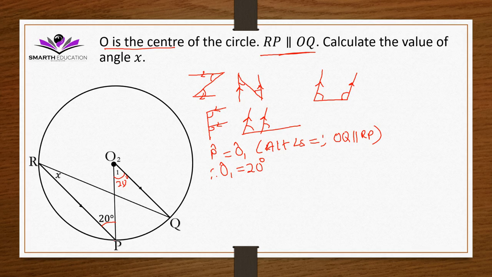And then O1 is subtended by PQ at the center, and x is subtended by PQ at the circumference. So it means x is equal to 10 degrees. Why? Angle at center equals 2 times angle at circumference. Okay, done. So we've managed to solve for x and y, and we're going to continue with our activities on the center theorems before we go to the tangent theorems.